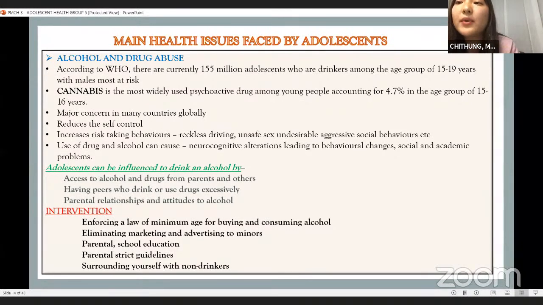Adolescents can be influenced to drink alcohol and use drugs by access to alcohol and drugs from parents or others, having peers who drink or use drugs excessively, or parental relationships and attitudes towards alcohol. Interventions include enforcing a minimum age law for buying and consuming alcohol, eliminating marketing and advertising to minors, parental or school education, strict parental guidelines, and surrounding yourself with non-drinkers.